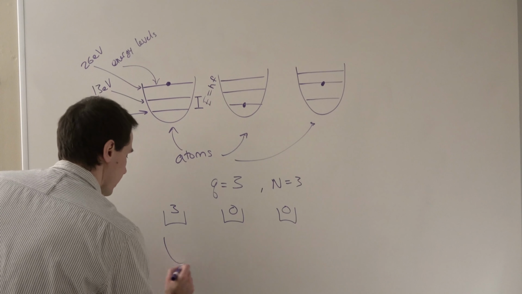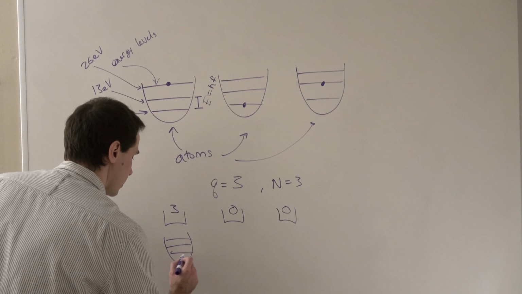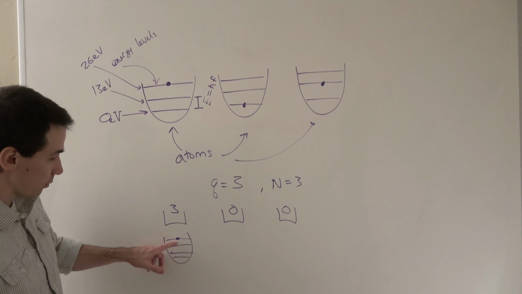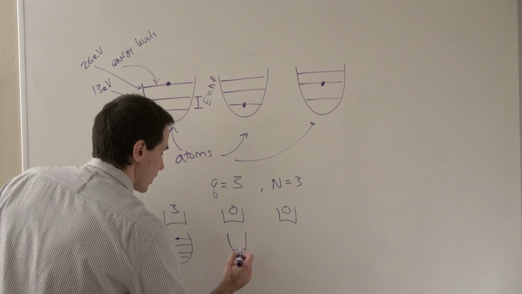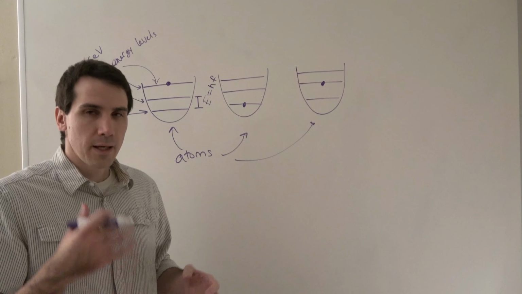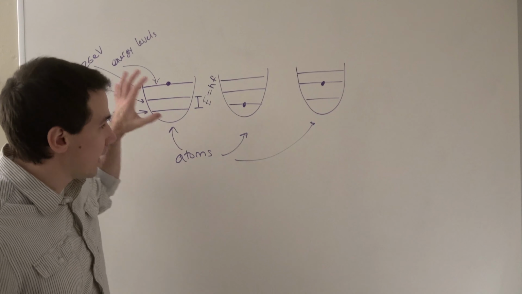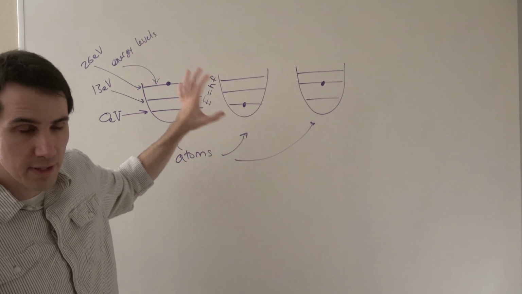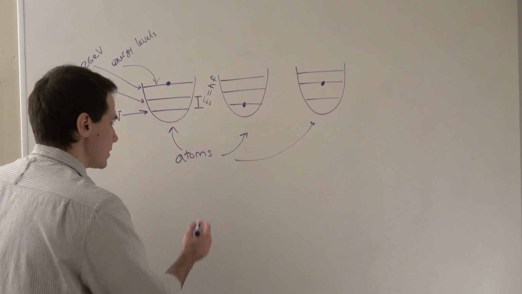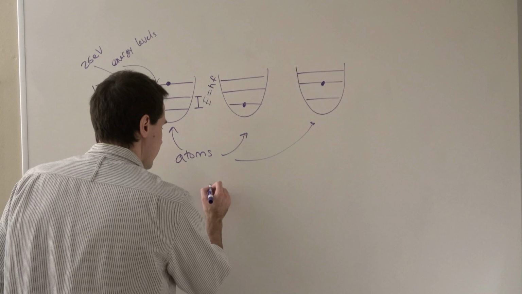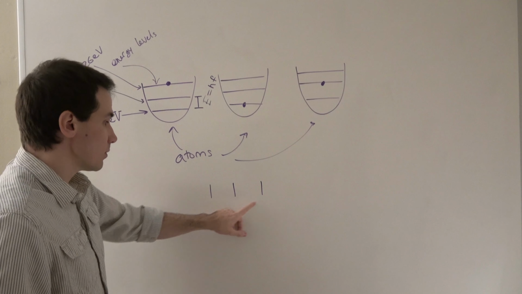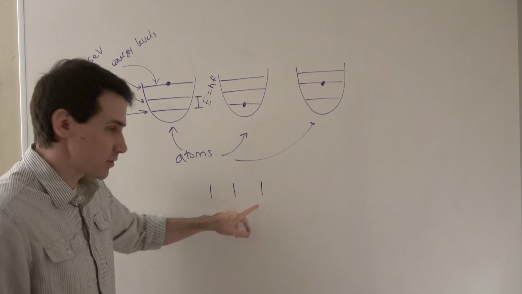So this would look like this: this oscillator here has 1, 2, 3 units, and then this one is in the ground state, and this one is in the ground state as well. In order to calculate how many ways we can rearrange this much energy with a set number of oscillators, we actually create a system where we have lines which divide the oscillators up.